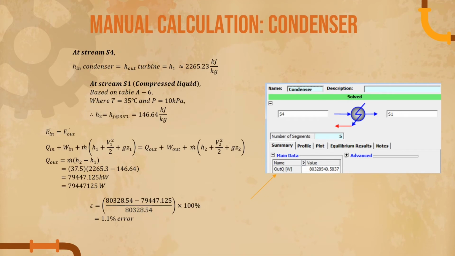Next is the condenser. The H in the condenser, which is also the H1, is 2265.23 kJ per kilogram. At stream S1, the phase is compressed liquid, so the H2 obtained is 146.64 kJ per kilogram. Perform energy balance and we get the value of Q out 79447.125 watt and the error is 1.1%, which is also still acceptable.